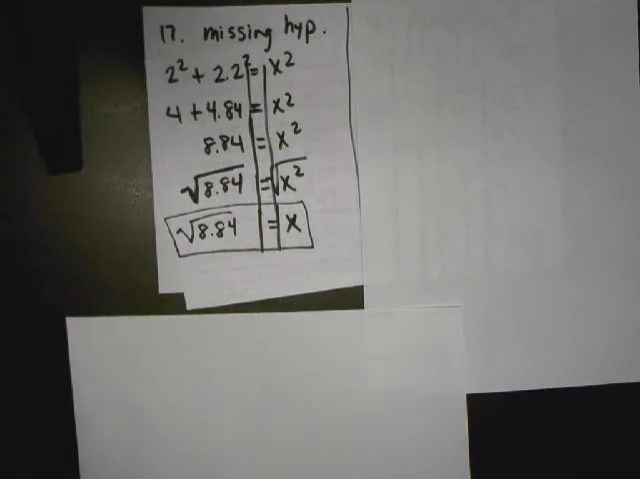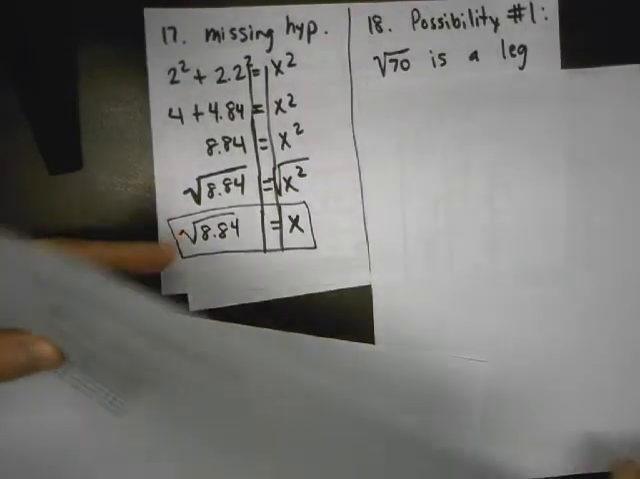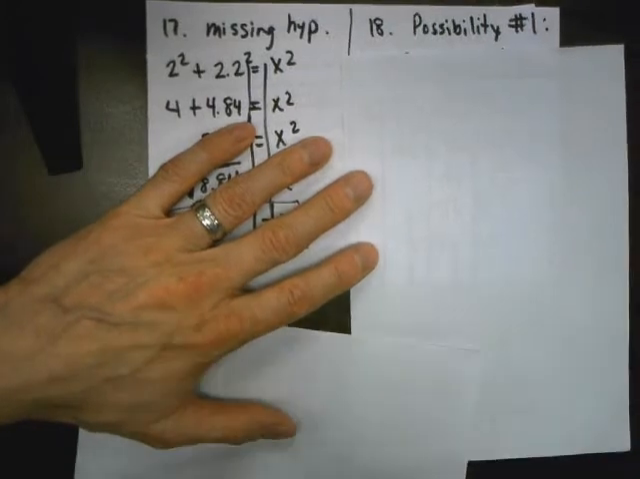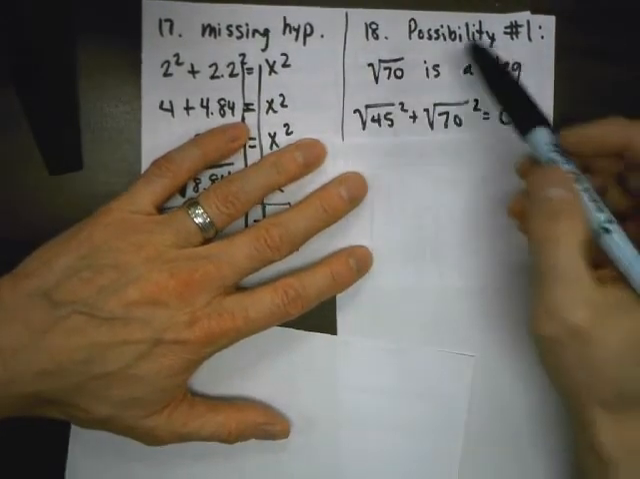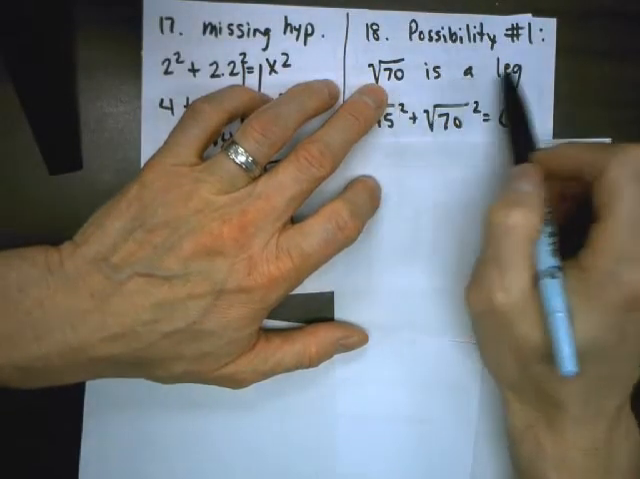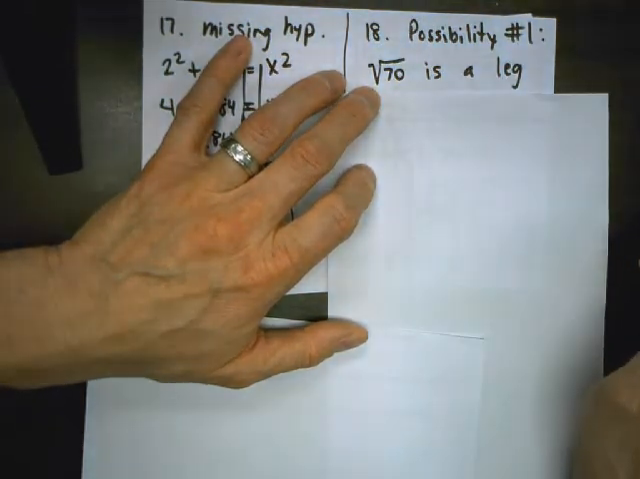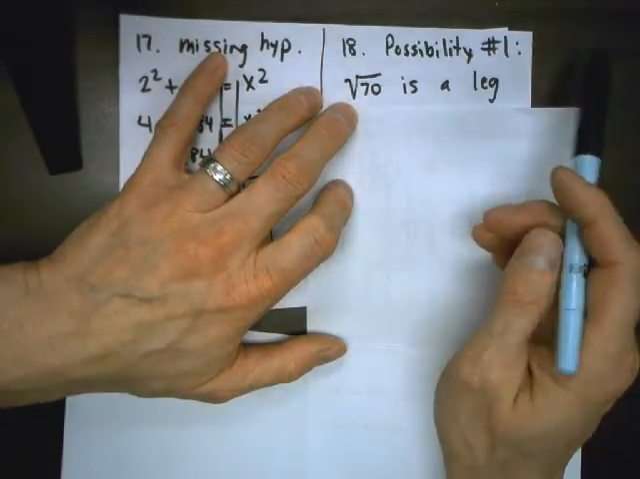After 17, we're on 18, and 18 says you have a right triangle, and one side is rad 70, and another side is rad 45. So there's two possibilities here. The longer side, rad 70, could either be a leg, that's one possibility, or it could possibly be the hypotenuse. So let's look at both possibilities.